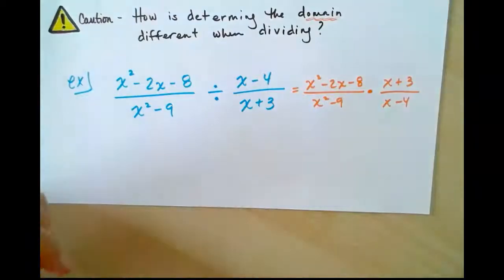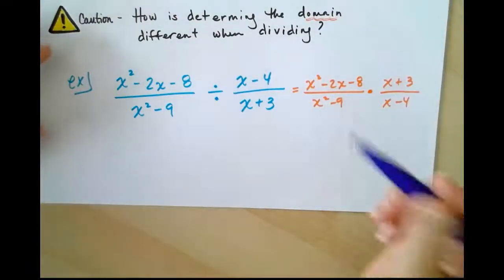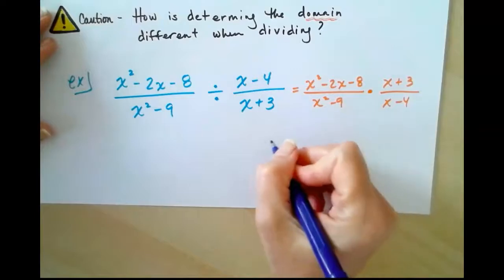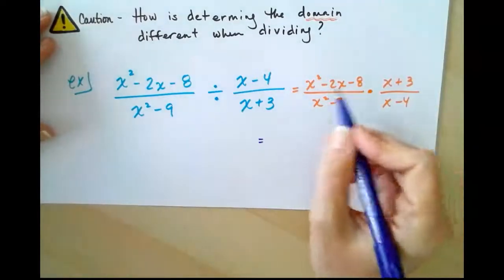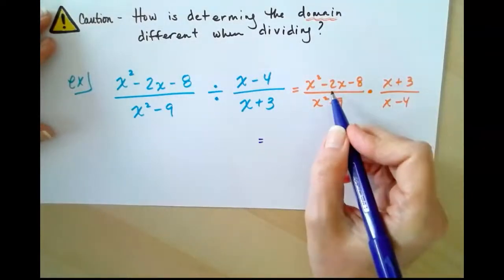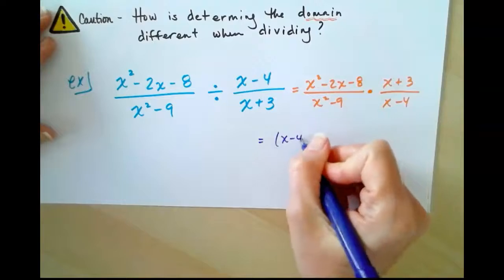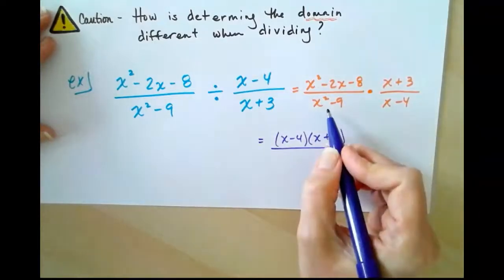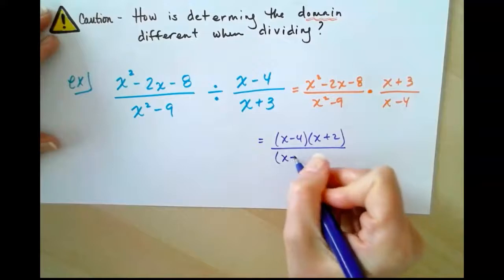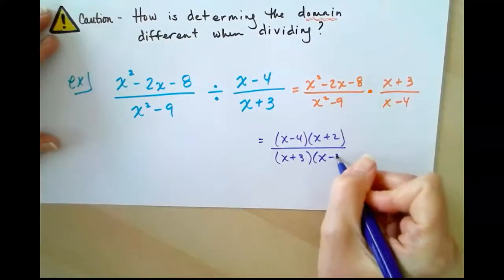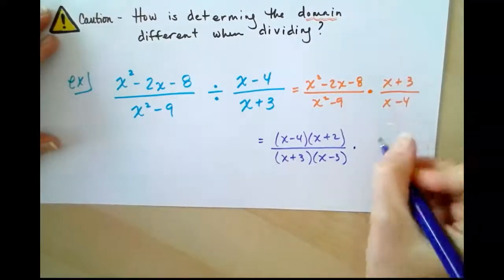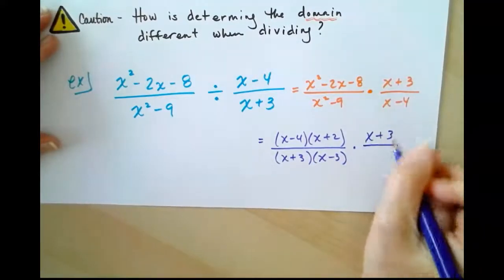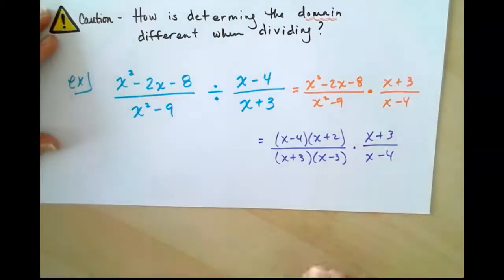So now we need to apply FFCC. So we're going to have a factoring frenzy before we go cancel crazy. I'll work down the page here. Factors of negative 8 that add up to negative 2, that's x minus 4 times x plus 2. Factors of x squared minus 9, x plus 3 times x minus 3. And then this little guy is already factored, and this little guy is already factored.